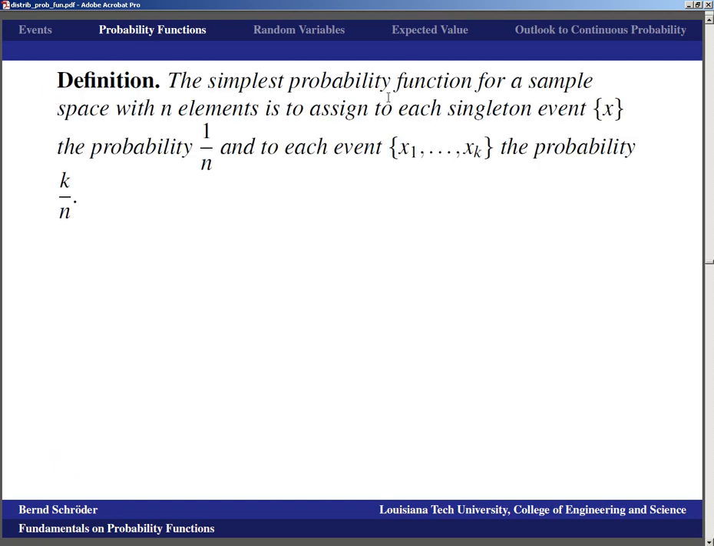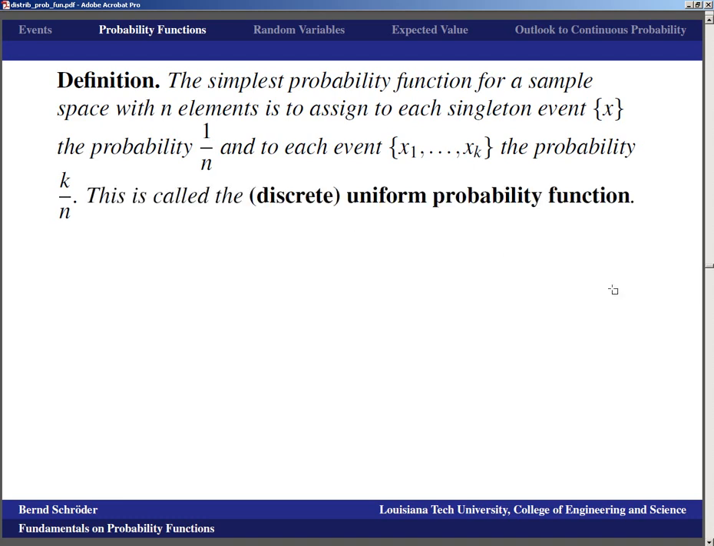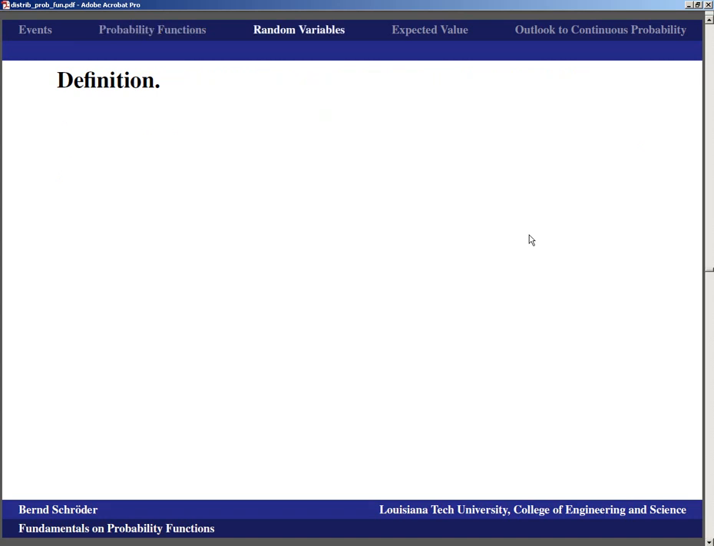Okay, so the simplest probability function we can have for a sample space with n elements is that we just assign to every single event x the probability 1 over n, and to each event with k possibilities, the probability k over n. That is, in fact, what happens in coin flips. Probability is 1 half. That is what happens in roulette. The probability is 1 over 38. And I think this is something that the gaming industry will also insist on. The roulette wheel is balanced in such a way that it is supposed to be a uniform distribution in these outcomes. And so this is called the discrete uniform probability function.